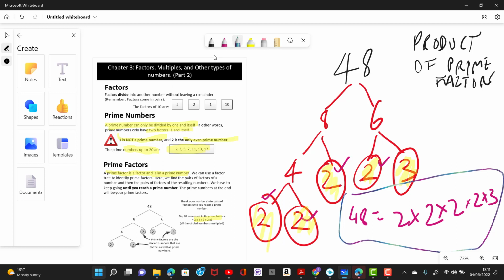Okay, that's factors done. So we'll stop the video there and go on to the last topic on numbers, which will be square numbers and cube numbers, and we're also going to be doing HCF, highest common factor.